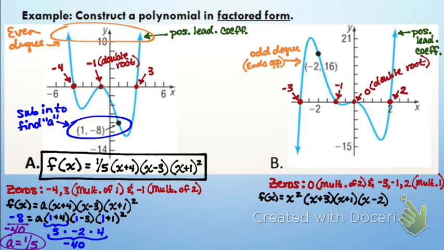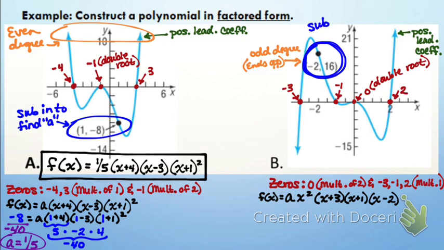What did I forget? A. We have to put our placeholder of A in there because we do not know what our leading coefficient is yet. What information do I have that I can use to find that leading coefficient? They gave us this point, -216. We will sub in to find our A value.